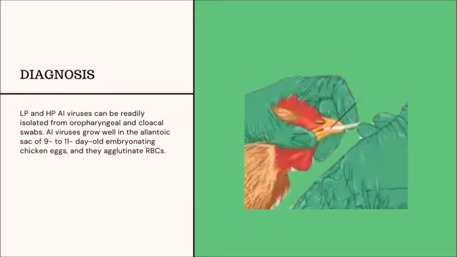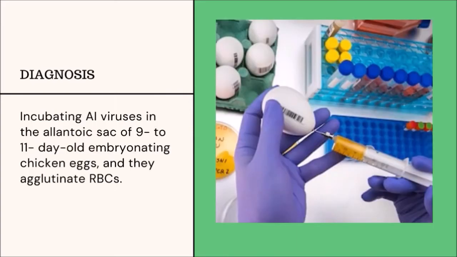Diagnosis. Low pathogenic and highly pathogenic avian influenza viruses can be readily isolated from oropharyngeal and cloacal swabs. Influenza viruses grow well in the intact sac of 9 to 11-day-old embryonic chicken eggs and they agglutinate RBCs.